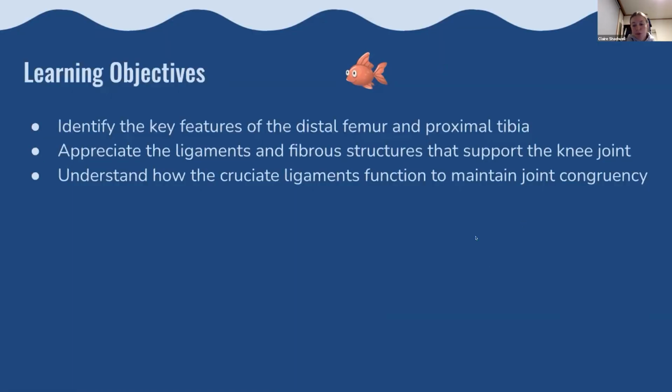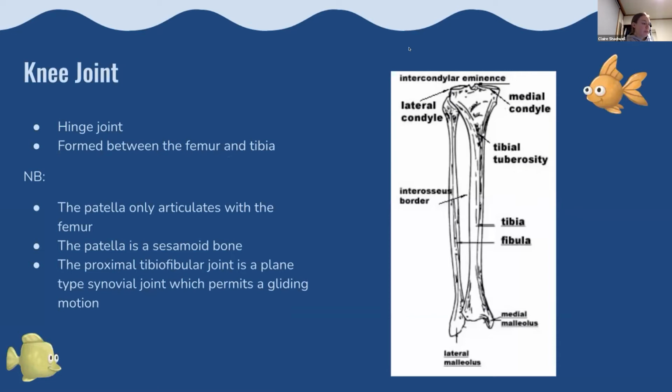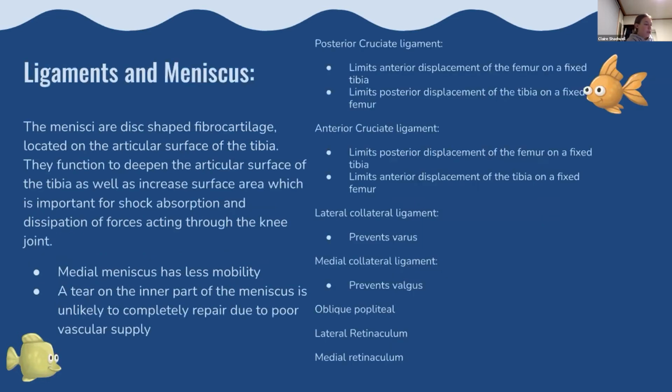But moving on to lower limb 2, so now we're moving on to the lower part of the leg. So you can see here this is the tibia and this is the fibula, and the tibia is what articulates with the femur to form the knee joint. So the fibula doesn't articulate at all in that joint. And just important to note, the patella doesn't articulate with the tibia, it only articulates with the femur. And there are a few other little points: it's a sesamoid bone, and it is a plane type synovial joint.